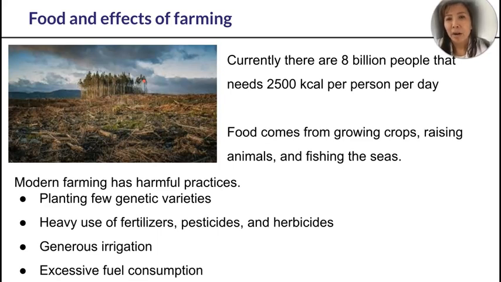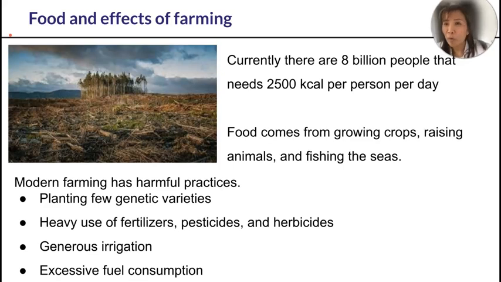So currently, there are about 8 billion people on this earth, and the average amount, of course, is going to vary per person, but the average person needs about 2,500 calories per day, right? So you can imagine that we need a sustainable amount of food. And most of our food comes from either growing crops, raising different animals, or accessing fish from seas and lakes. So in order for us to be able to feed everyone on the earth, we rely on modern farming.